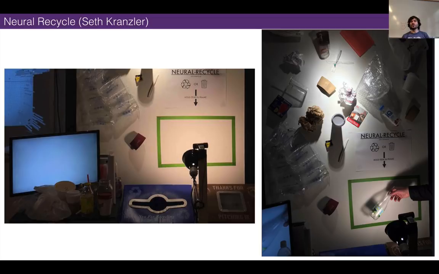Another former ITP student, Seth Kranzler, who's also probably a resident here, built this thing called Neural Recycle. It's trained to identify things that can be recycled and things that can't be. So this would tell you, okay, it's a bottle, it's a glass, this can be recycled, and then you can throw it into the recycling bin. Otherwise, you can throw it into the trash. As a joke, he made it classify iPhones as trash. So that was a really neat project.